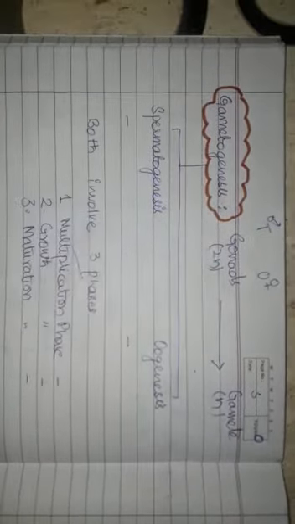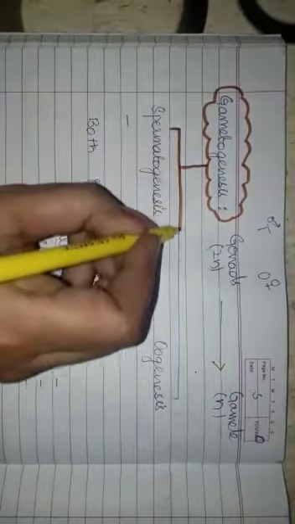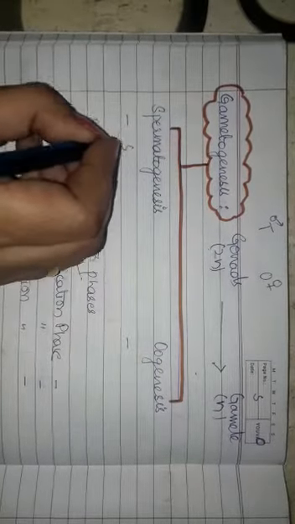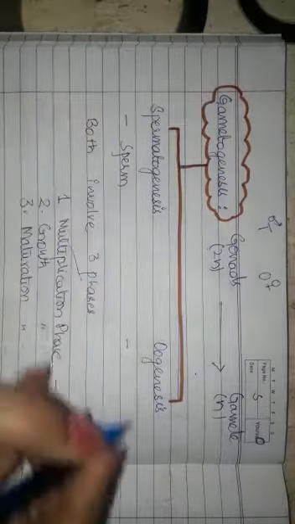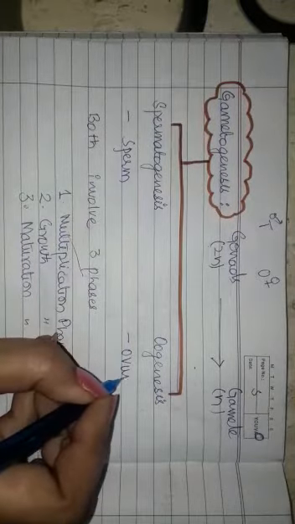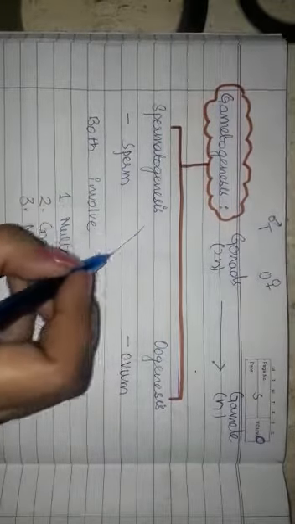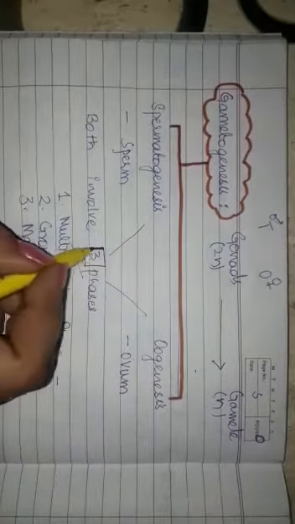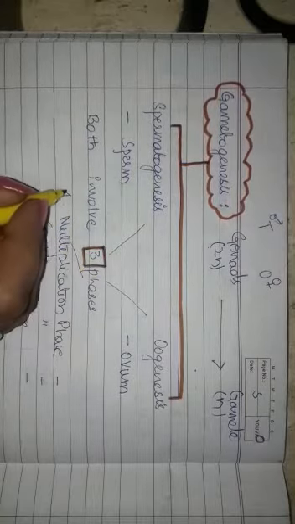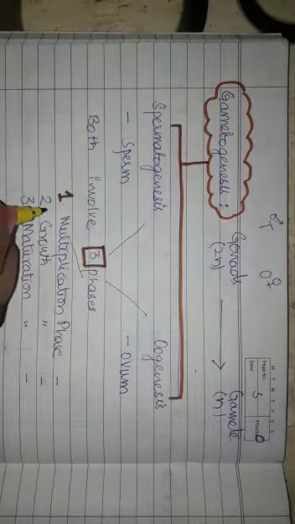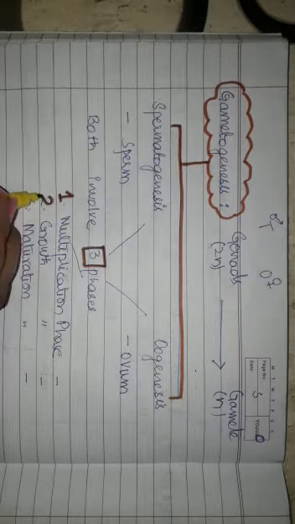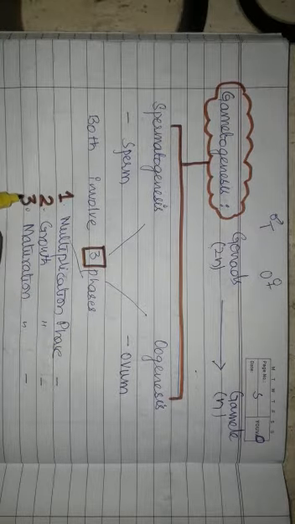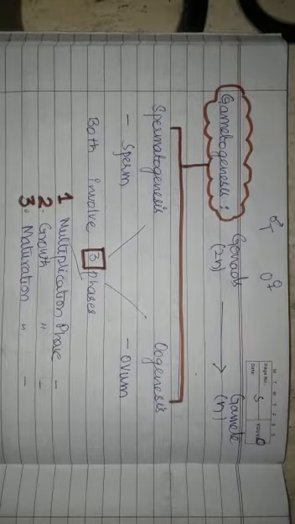This process is called gametogenesis, and gametogenesis is of two types: spermatogenesis and oogenesis. Formation of sperm is called spermatogenesis and formation of ovum is called oogenesis. Both spermatogenesis and oogenesis involve three phases. First is the multiplication phase, second is the growth phase, and third is the maturation phase.